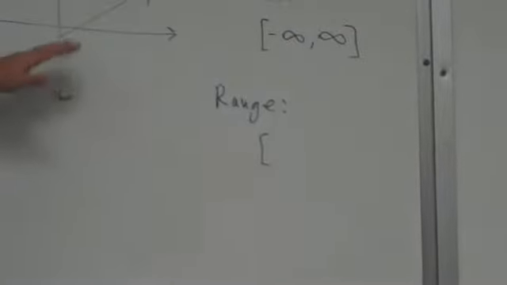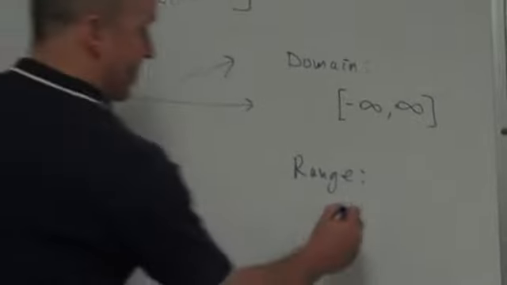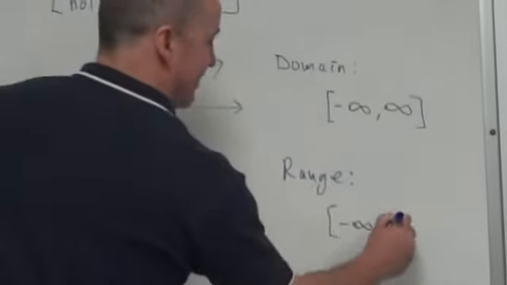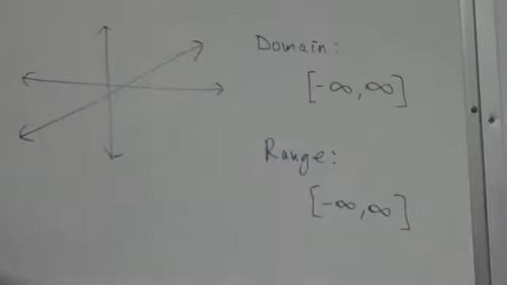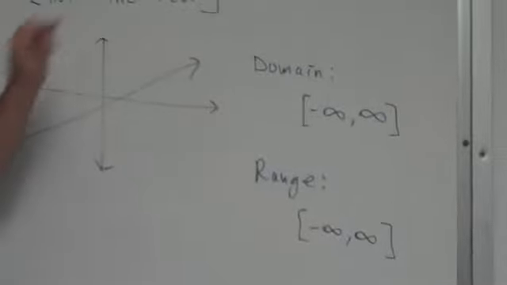Range: this line will keep going down as far as I can imagine, and then up as high as I can imagine. So it never stops. So I'm going to write that as negative infinity to positive infinity as well, but since we're talking about range, I'm talking about from way down here to way up here. Okay?